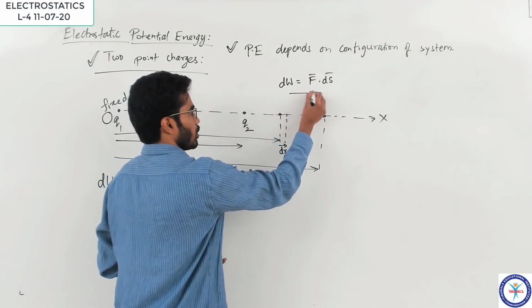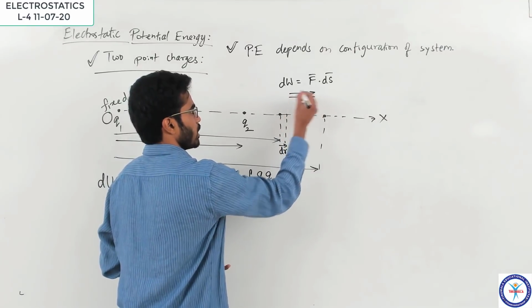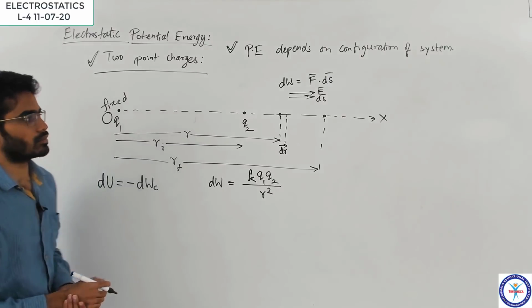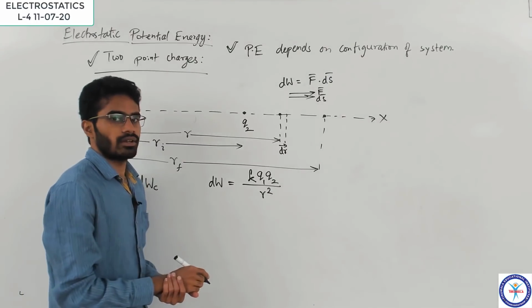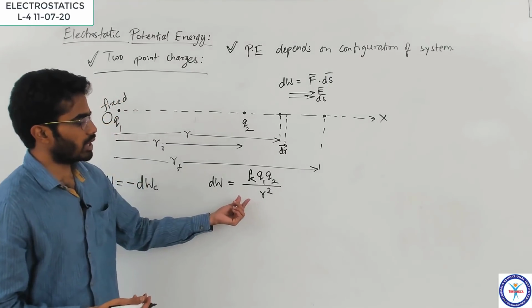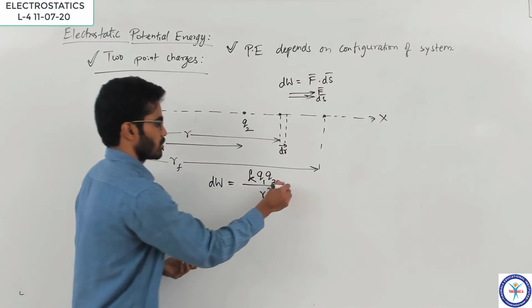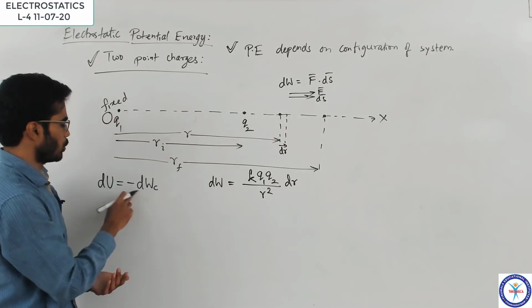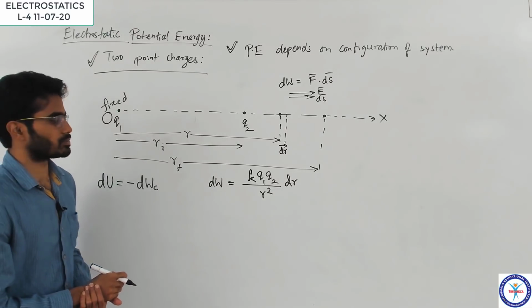Force is along the x-axis and displacement is also along the x-axis, so the angle between them is 0 degrees. So simply we can multiply force and displacement dr. So this is the work done by the conservative force. What's the potential energy? Negative of this.